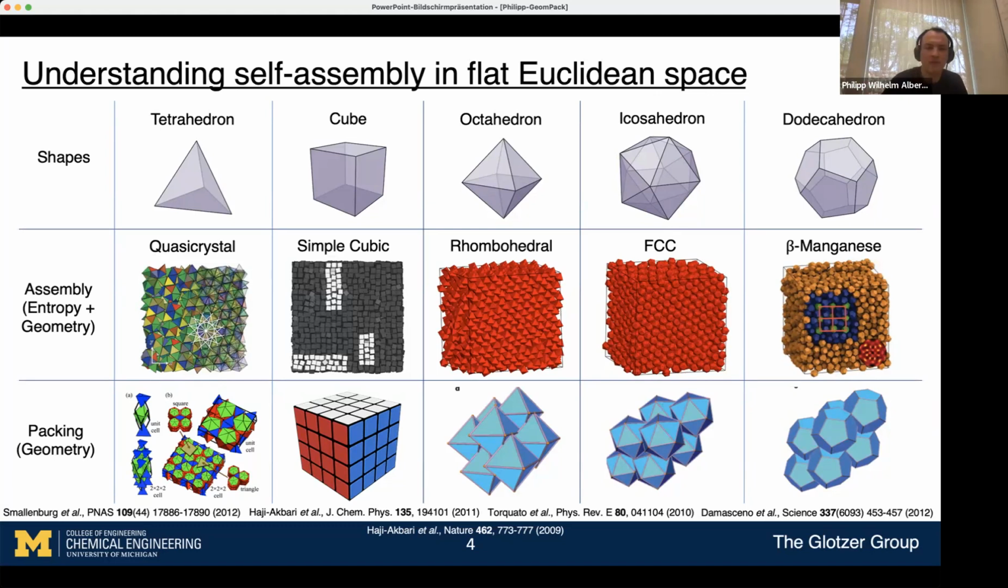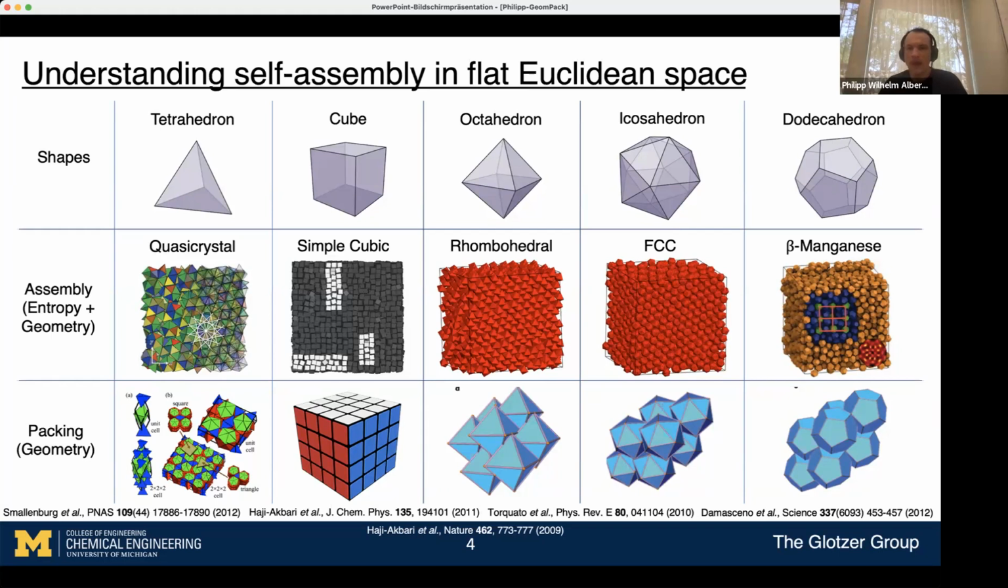Sometimes it is the right result, for example, for icosahedra, where you have this FCC, or the rhombohedral in the octahedron, where the self-assembled structure is the same as the densest packing. However, for tetrahedron here on the left or the dodecahedron on the right, this is not the case. Here you get vastly different crystal structures. So packing, at least in Euclidean space, might not give us the right idea what kind of crystal structures can self-assemble by entropy maximization.